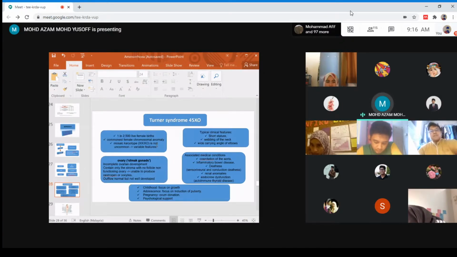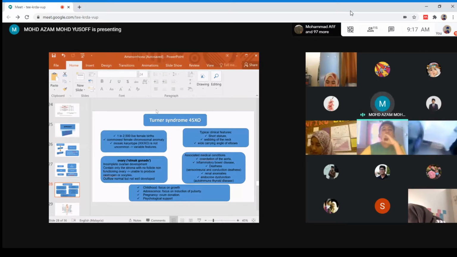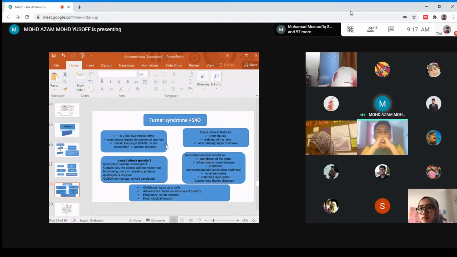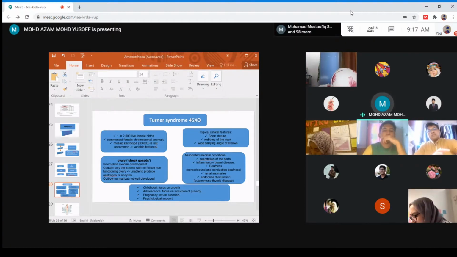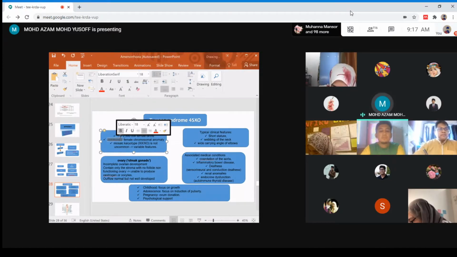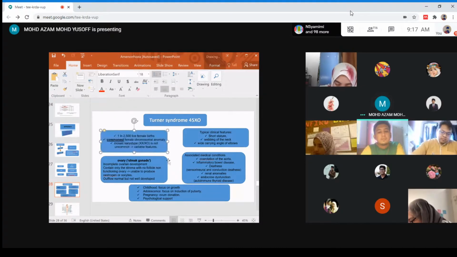All right, what is Turner syndrome? This is one of the most common causes of primary amenorrhea. It occurs in 1 in 2,500 live births. It is one of the commonest female chromosomal anomalies. It can be mosaic.